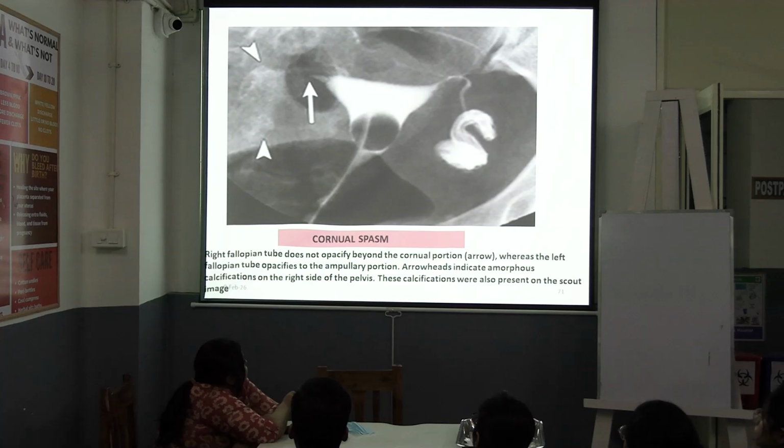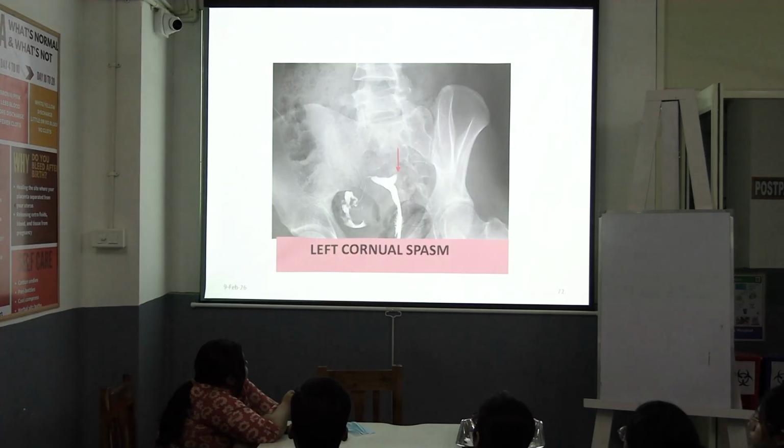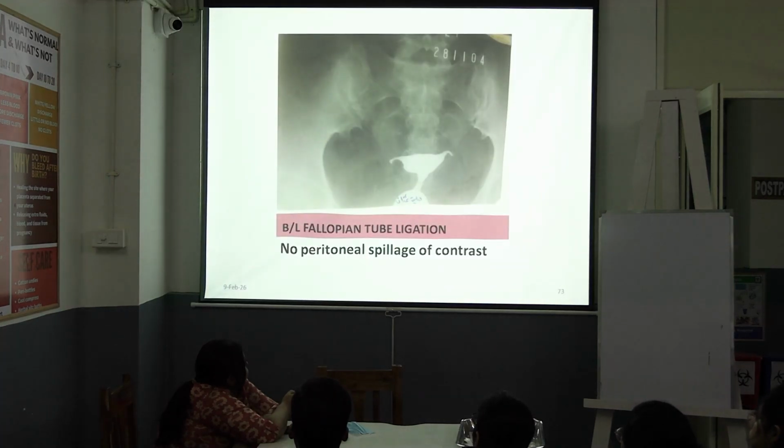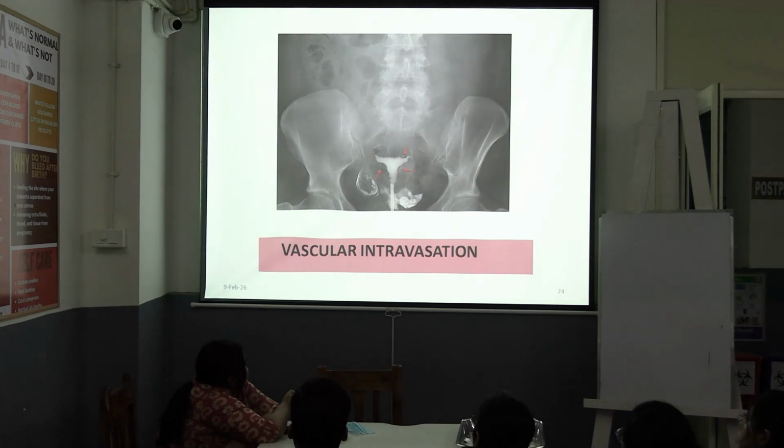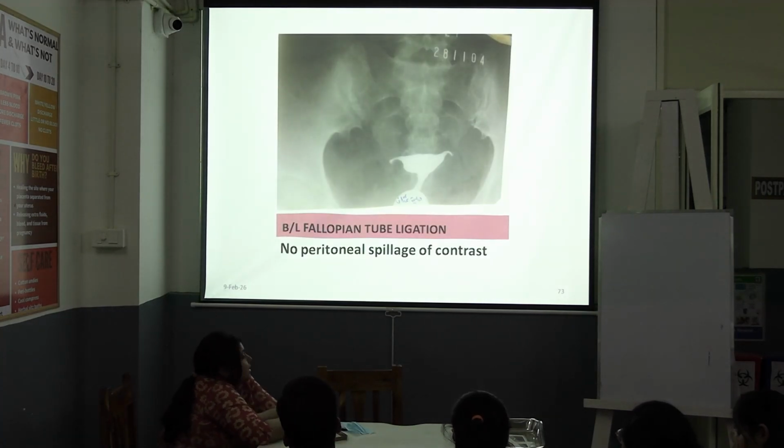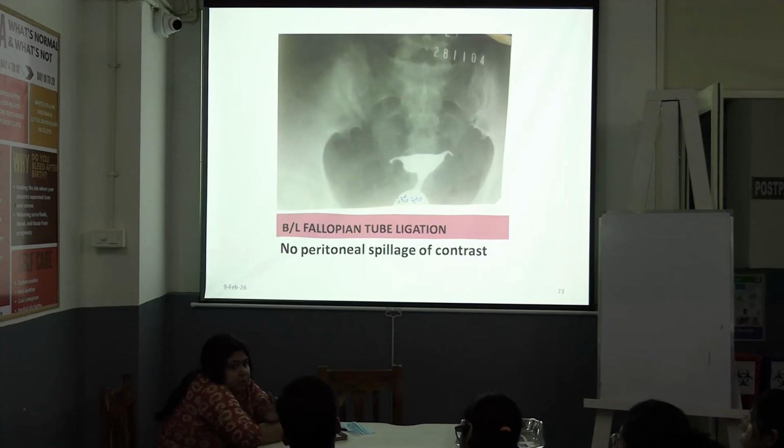This is a case of basically cornual spasm. We don't get these pictures generally. In case of a cornual spasm, you have to call the patient in the next cycle, and you give her some antispasmodic so that this false spasm goes over, and then you do the dye test. If again you see that there is some block, then there is definitely a tubal block, because you have already given an antispasmodic, the uterine spasm has been abolished.